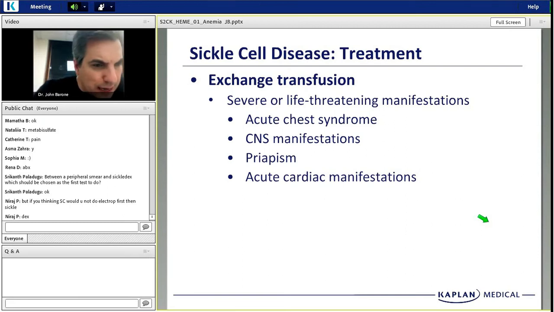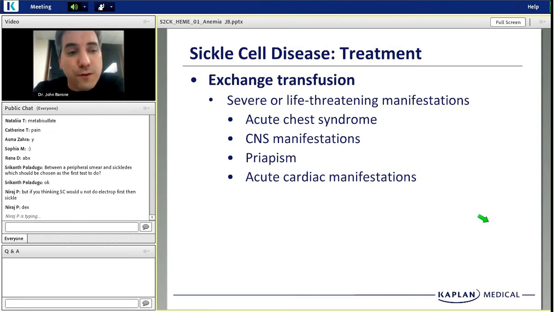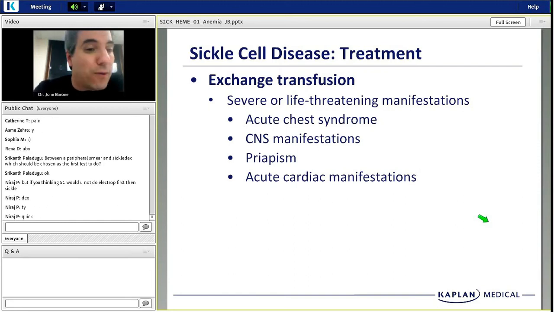But if you're thinking sickle cell, would you not do electrophoresis first, then sickle prep? Well, again, sickle prep is very easy to do. I do it right there in the office. Electrophoresis takes a long time to do, so you usually can do the prep while you're waiting for electrophoresis, right? So we do the easy things first. Electrophoresis costs money and takes time. So that's usually how we confirm things, electrophoresis. Okay, good. I like it.